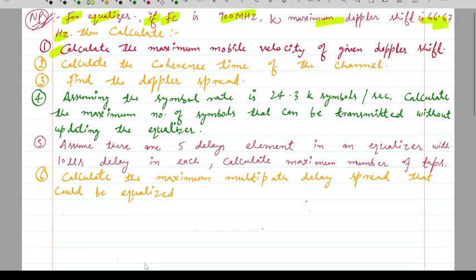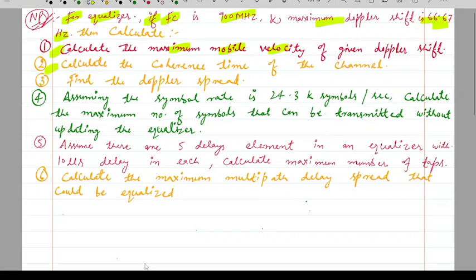The first part is to calculate the maximum mobile velocity for the given Doppler shift. Here the Doppler shift is given as 66.67 hertz. So we will calculate the maximum mobile velocity: with how much velocity the mobile is moving, basically what is the maximum speed of the mobile when that particular user observes this Doppler shift of 66.67 hertz. This is the first part of this numerical, where we will find out the maximum mobile velocity.